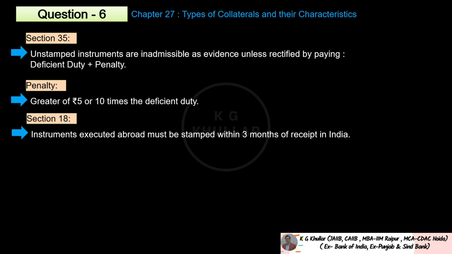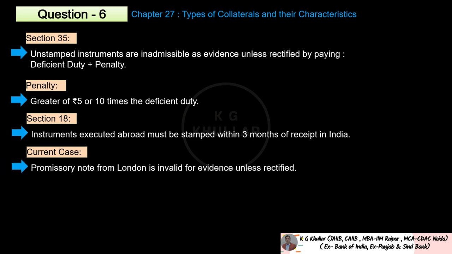Now in the given case scenario, the promissory note executed in London should have been stamped in India within 3 months of its first receipt in India, which is prescribed under section 18. But in our case, since this requirement was not fulfilled on time, the document is currently deemed invalid for evidential purposes unless the bank pays the appropriate penalty to regularize it.